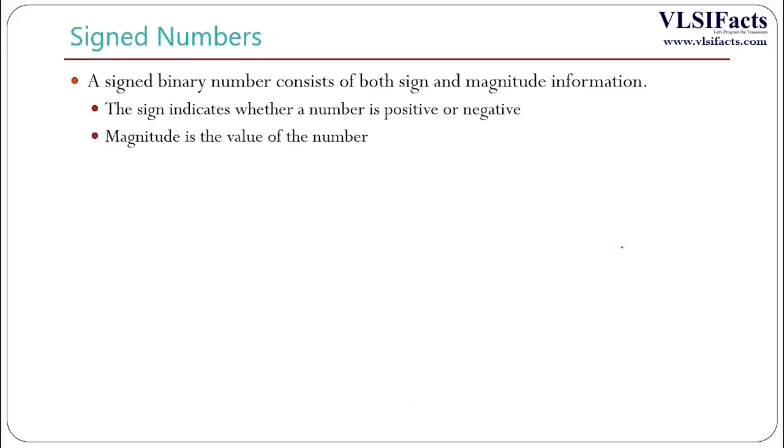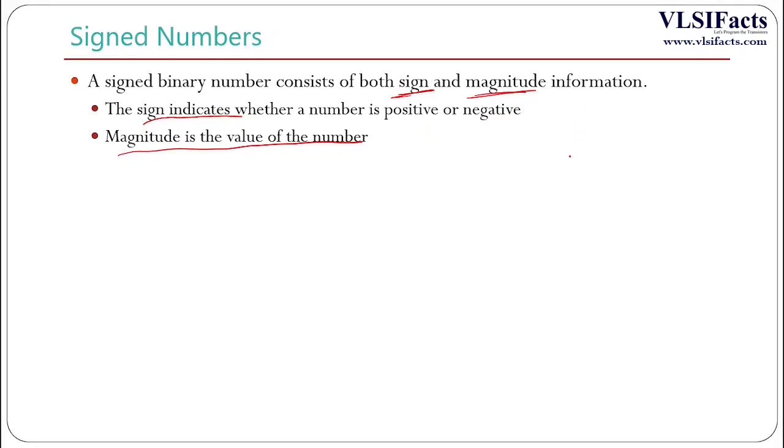A signed binary number consists of both sign and magnitude, unlike the unsigned number where you do not have any sign. In a signed binary number, the sign indicates whether the number is positive or negative, as we have already discussed, and the magnitude is the value of the number. In an unsigned number, you do not have a sign bit; all the bits in the number represent the magnitude. Let us take one example.